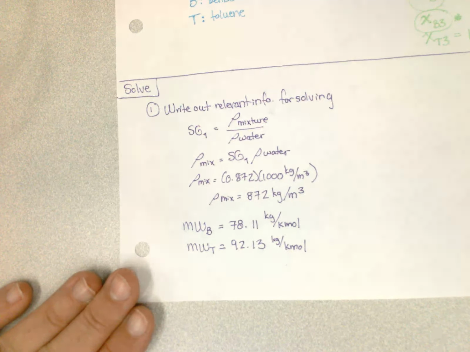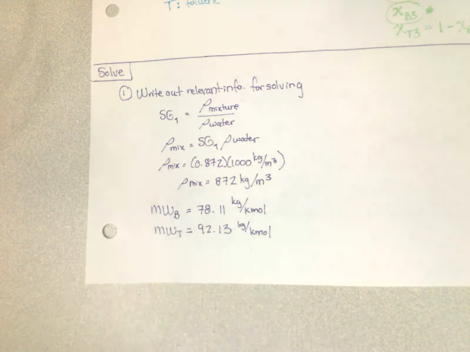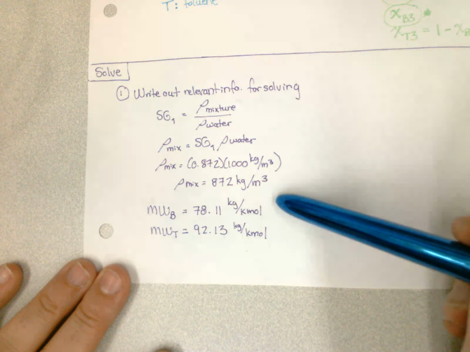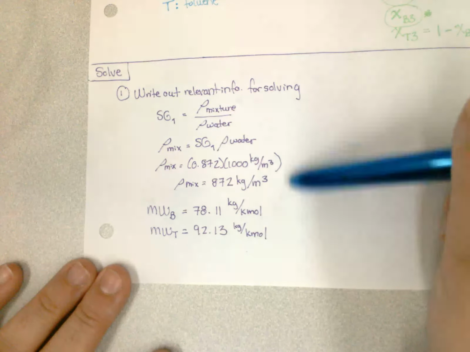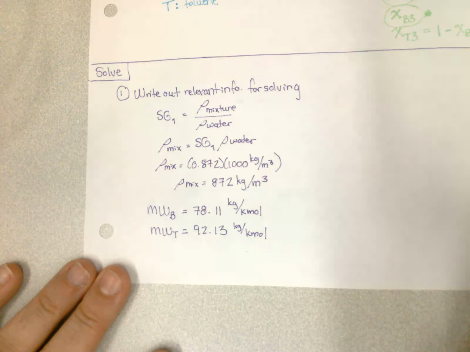So, first thing we're going to do to solve this problem is write out any additional relevant information that we need in order to solve. We were given specific gravity and we don't have molecular weights, but we could look them up. Remember that whenever we have volumetric flow rates, we're going to want to get the volumetric flow rate into a mass flow rate, because you can't balance volume, you can only balance mass or moles.